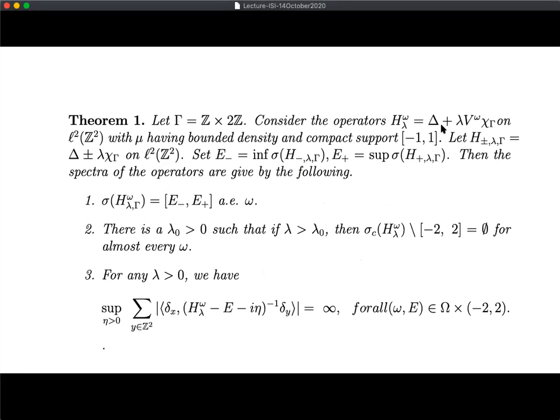So that is the trimmed model we considered. Therefore, we consider this model here on L2 of Z2. My gamma is one direction is Z, the other direction is even coordinates of Z. So with, as usual, mu having bounded density with compact support, then take these operators. As usual, you have this spectrum for the maximum and minimum eigenvalues of this. And point spectrum also is similar. There's a lambda 0 positive such that for large disorder, the continuous spectrum outside this is empty.